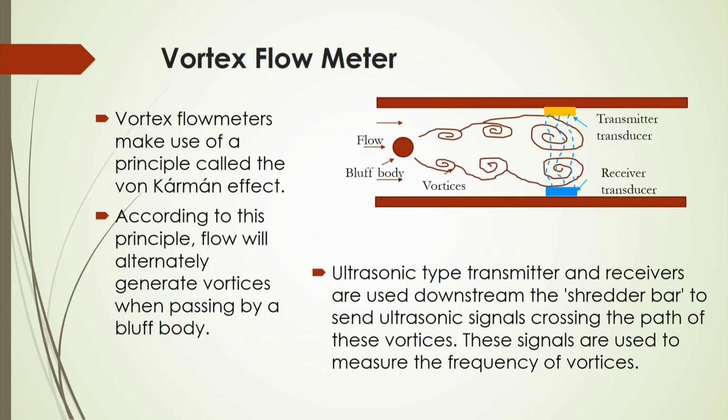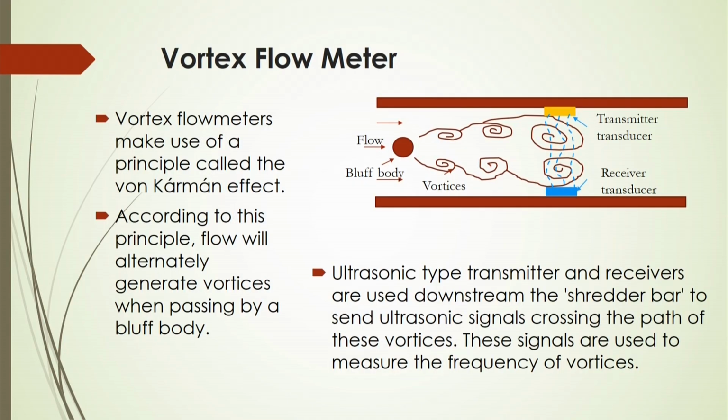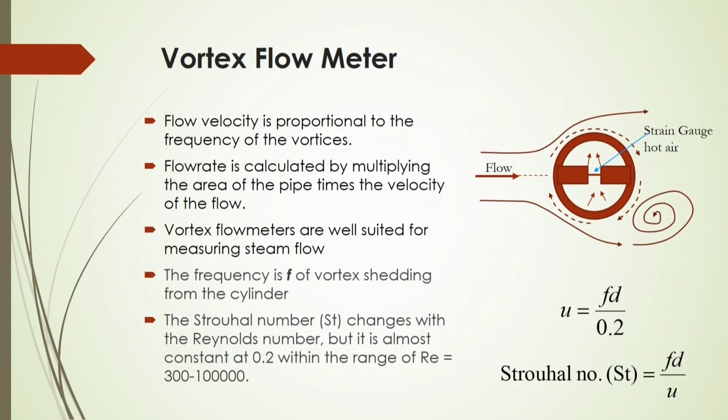Now, how do we measure the vortex frequency? In that case you have to use an ultrasonic transmitter and receiver in the downstream of the bluff body, which sends ultrasonic signals that cross the path of these vortices, and these signals are used to measure the frequency of the vortices. Now, how the flow velocity is related to the frequency of the vortices is given by the Karman equation.